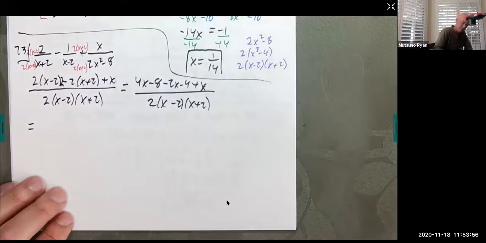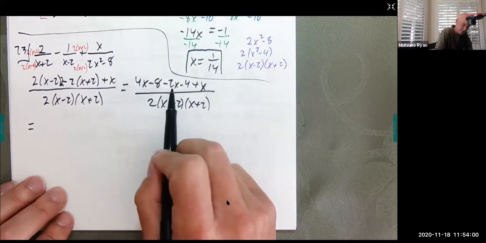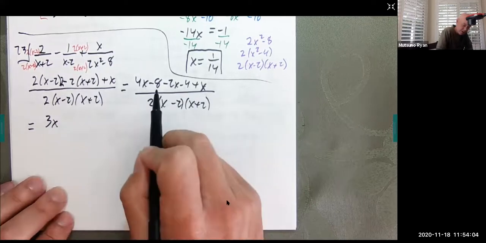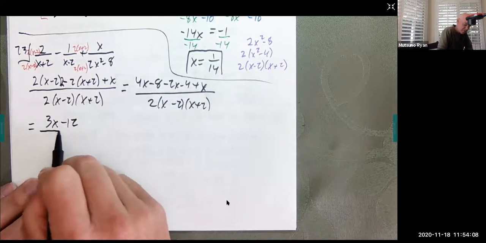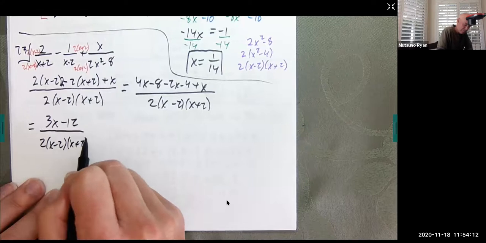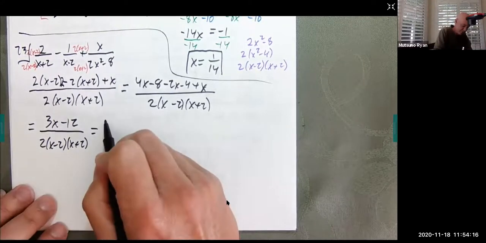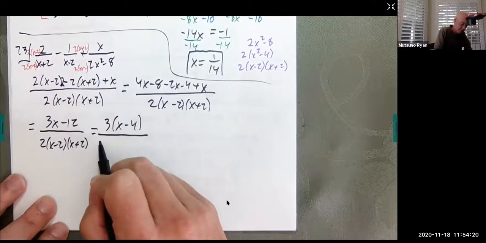And combining up my like terms, 4x minus 2x is 2x, 2x plus 1 is 3x. Negative 8 minus 4 is negative 12. And I'm going to try factoring that numerator, see if anything reduces out. And it doesn't.